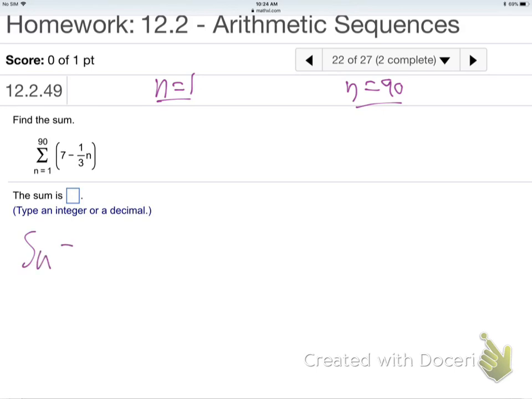Because the formula for S sub n is n over 2 times a1 plus an. All we need is the first and the last, and the number of terms, which we know is 90. You don't need to find first, second, third like I did last time. You don't need all that. Just first term, last term. That's all you need.